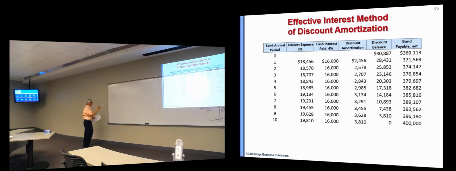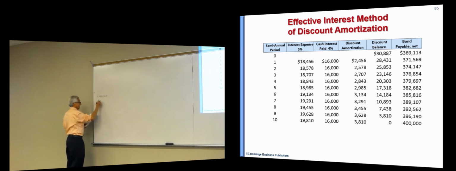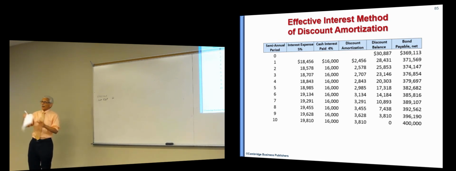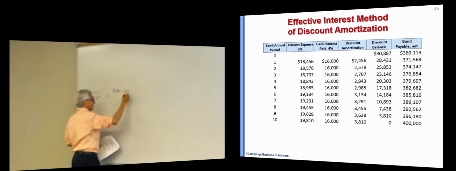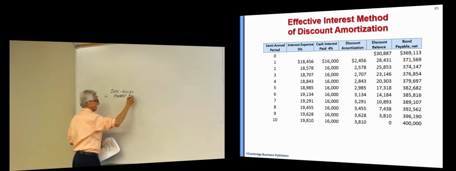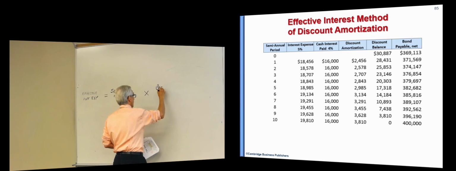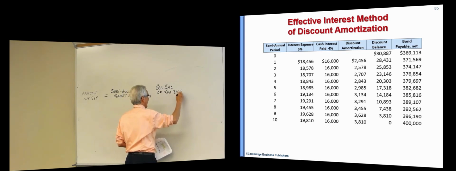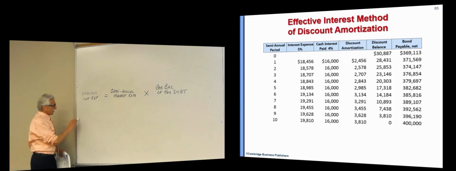What we're going to look at is the effective interest expense. And the effective interest expense, which you already calculated in that example, is going to be the semi-annual market rate multiplied by the beginning balance of the debt. The amortization, in this case, it's going to be discount.